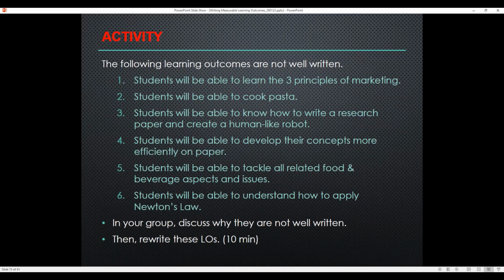Okay, so there are 6 learning outcomes here and they are not well written. I'd like you to go into your groups and talk about why they are not well written, what's wrong with them, like just now when I went through those few questions with you. And you need to rewrite them so that they are better. I'll give you 10 minutes to do this. Okay, I'll send you to your breakout rooms. Any questions before that? Are you okay, everybody? Right, I'm getting you into your rooms now.